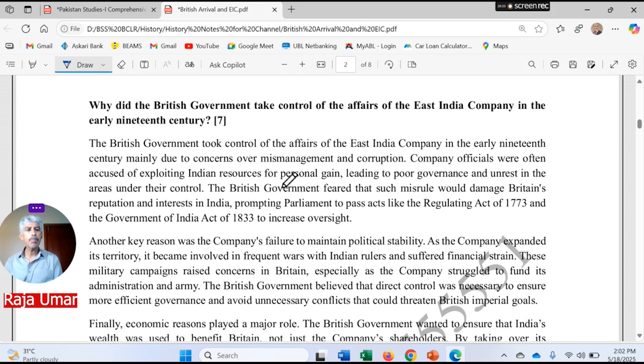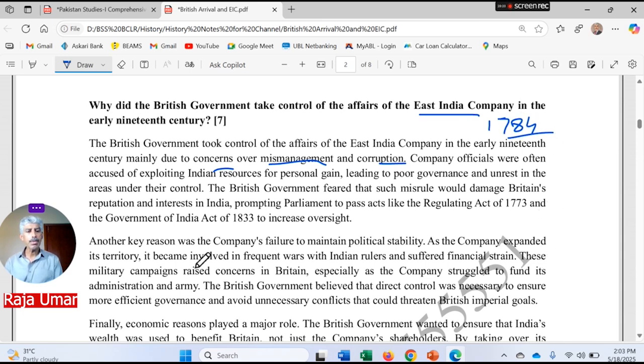That is, why did the British government take control of the affairs of the East India Company? Just explained above over there in the notes. So mismanagement and corruption are concerns of the East India Company regarding paying taxes, and you can say that mistreating the affairs of India. So the British government directly involved in this one, and finally they took over in the form of the Pitt's India Act of 1784.